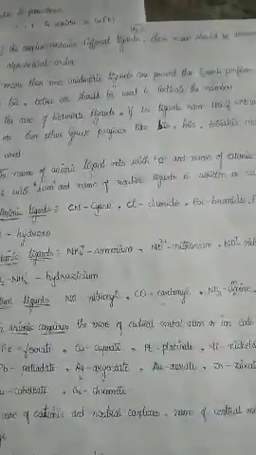The second point: if the complex contains different ligands, their names should be arranged in alphabetical order. That is, if you have chloride and bromide, chloride starts with C, whereas bromide starts with B. In alphabetical order, B comes first. So you first name bromide, then you go with chloride.